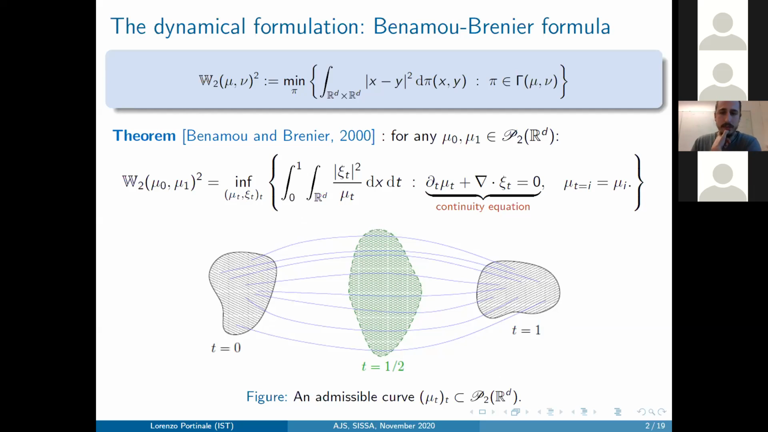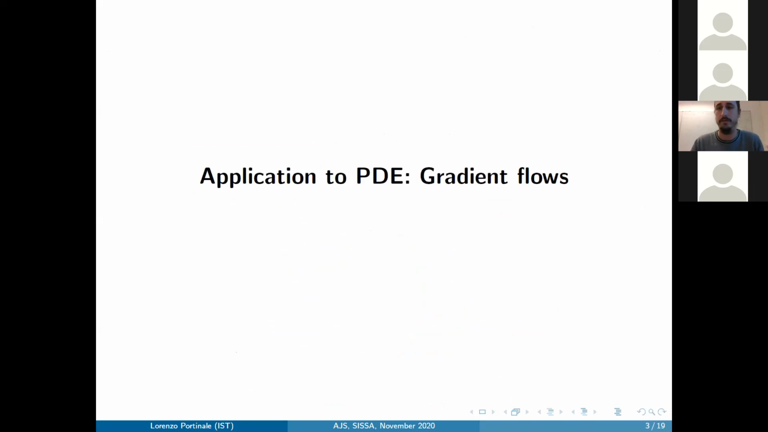Okay, so this dynamical point of view is crucial for what I wanted to discuss next. It has been the starting point both to discuss the connection to PDEs and gradient flows, but also to talk about the discrete optimal transportation problem. So what I want to start with first is the connection to gradient flows.